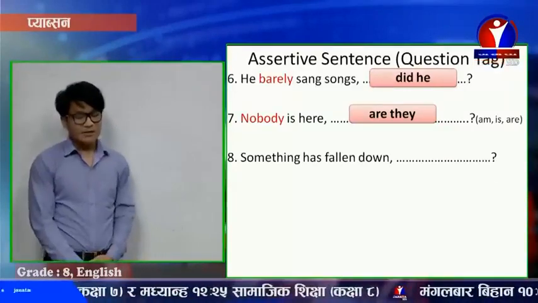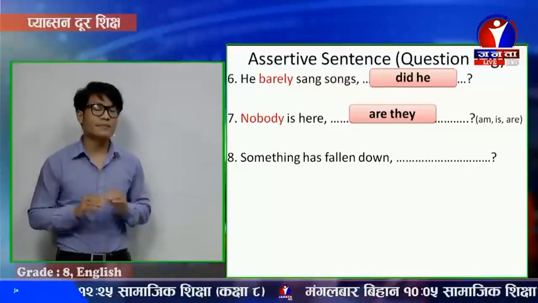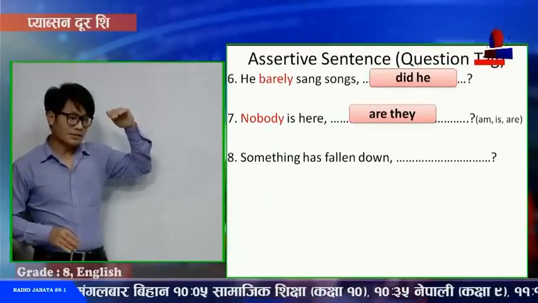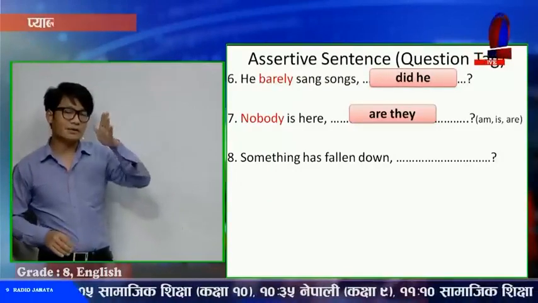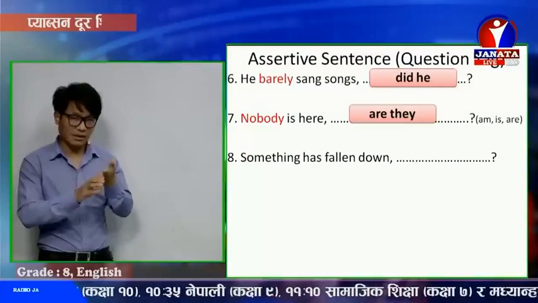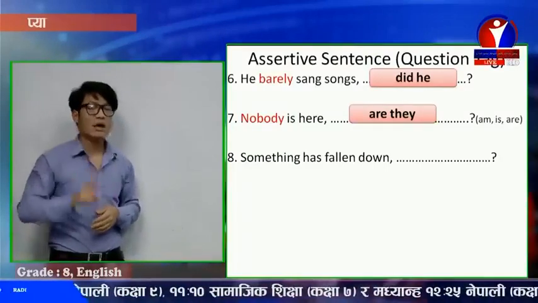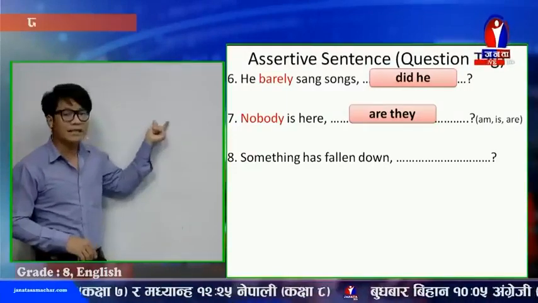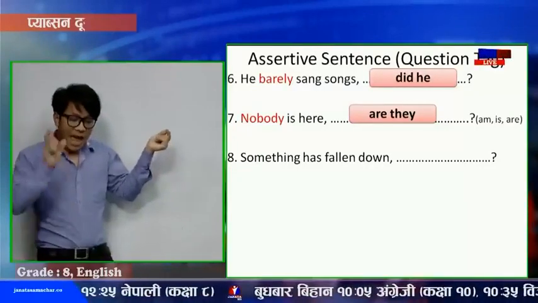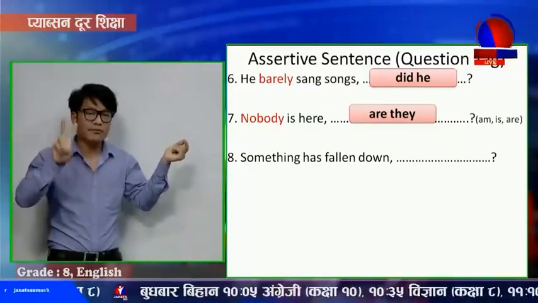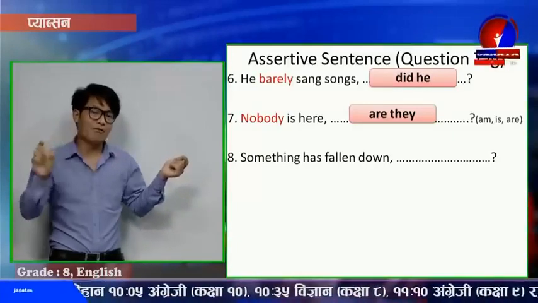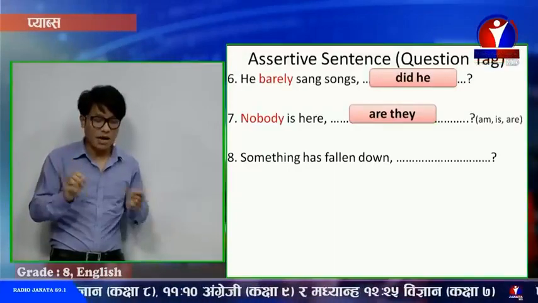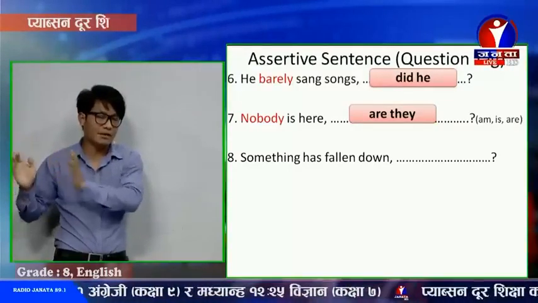Next, something has fallen down. While teaching, I had told you that words ending in thing, like something, everything, nothing, anything, all change into the pronoun it. So something should be changed into the pronoun it. Has fallen is has plus verb 3, so this is present perfect, and the auxiliary verb of present perfect is has, and obviously there is a hidden have also.